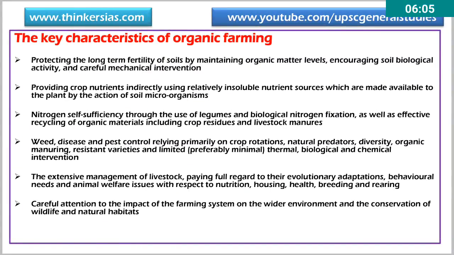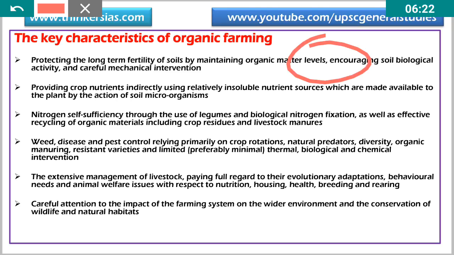Now let's discuss the key characteristics of organic farming. These are the important issues, important from a mains perspective. It takes only 2 minutes, so please watch. First, protecting the long-term fertility of the soil. That is an important characteristic, done by maintaining organic matter levels, encouraging soil biological activity, and careful mechanical intervention.